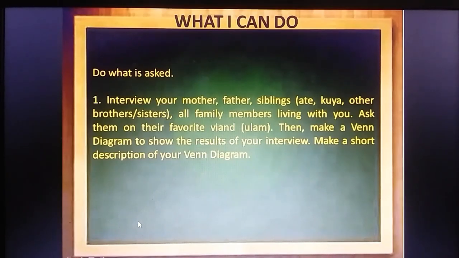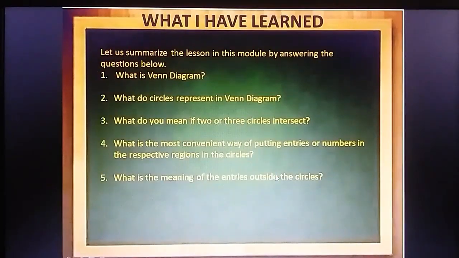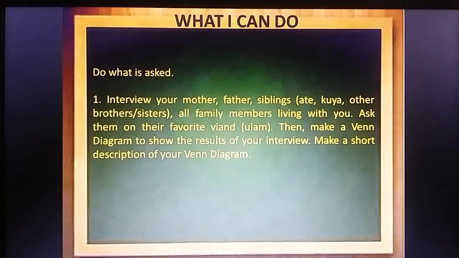And then, in what I can do, or for your assignment, interview your mother, your father, or your siblings, si ate, si kuya, or mga tito, tita, or kahit sino na lang. Kung solo ka kasing anak, wala kang siblings, pwede yung tanungin yung kasama mo sa bahay. Ask them on their favorite viand or ulam, then make a Venn diagram to show the results of your interview. Make a short description on your Venn diagram. So, lahat po ng activity natin, from dito po sa what's more, what I have learned, and what I can do, ay sa intermediate pad paper sasagutan. Okay, that's all.